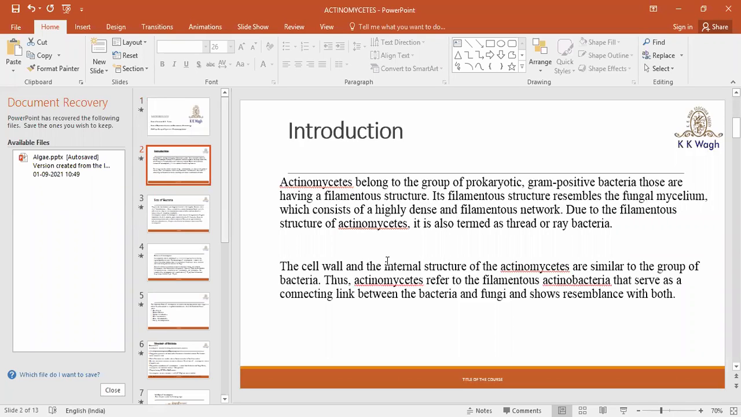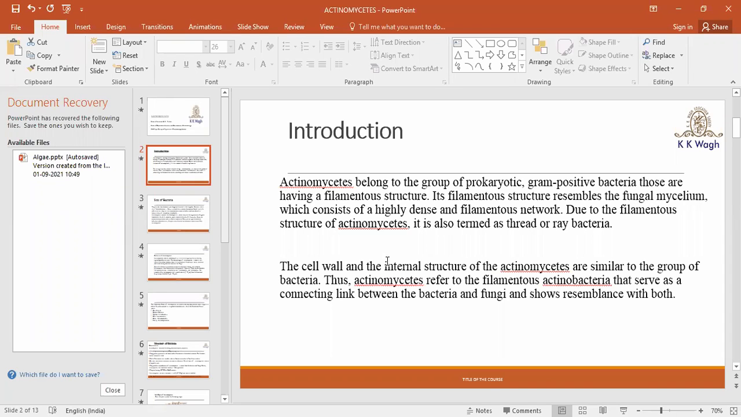They form branching filaments, and this branching filament is also called hyphae. Then next, they produce asexual spores. These bacteria closely resemble fungi in overall morphology. When they grow on an agar surface, the actinomycete branches, forming a network of hyphae growing both on the surface and the under surface of the agar.